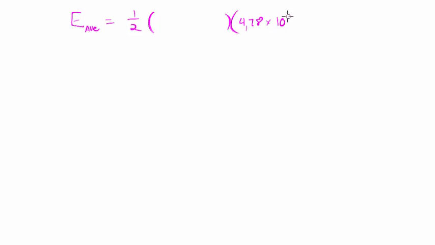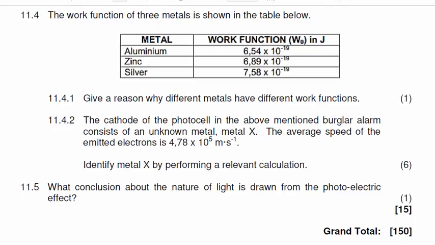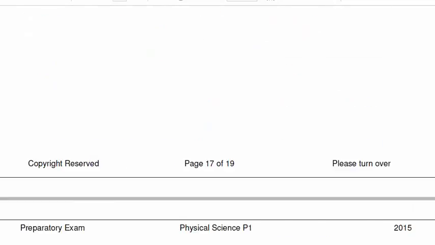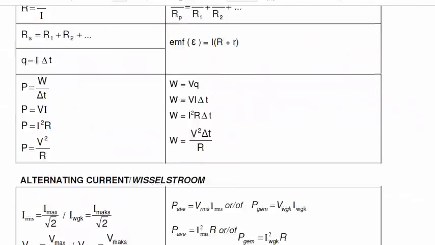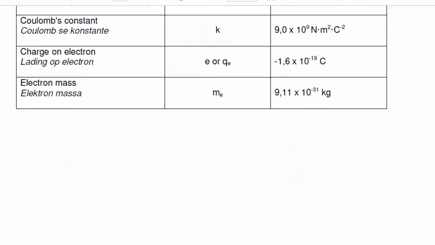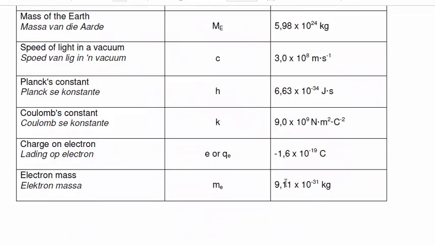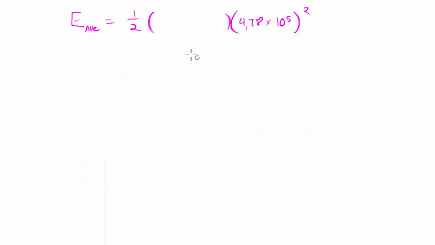4.78 times 10 to the power of 5 squared. Remember, half mass times velocity squared. And then let's just get the mass of an electron on our formula sheet. Go past it, there we go. 9.11 times 10 to the power of negative 31.